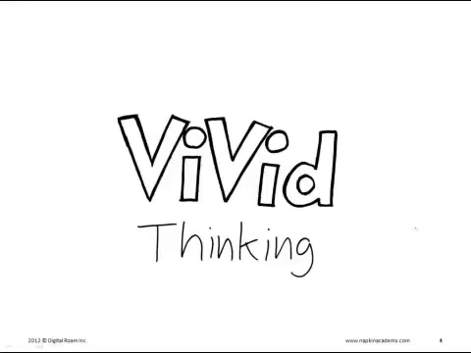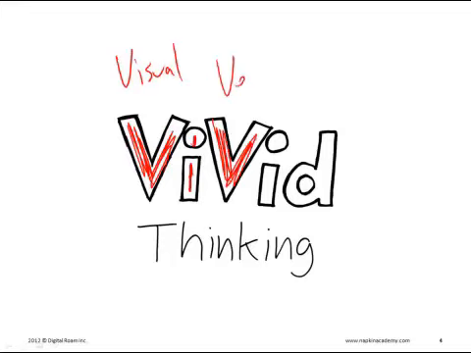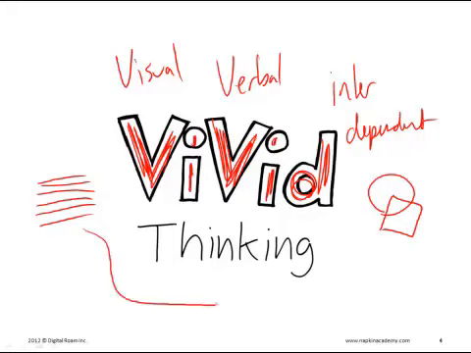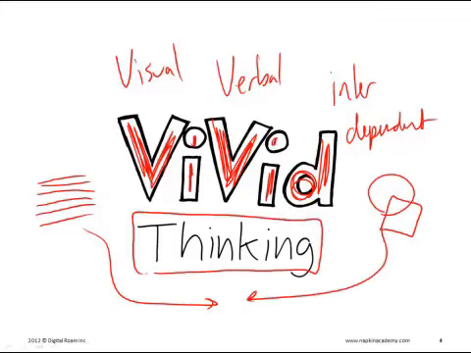Quick review, vivid thinking, the idea means VI. What does that stand for? Visual. V stands for verbal. And of course, ID stands for interdependent thinking. And you all know what that means. It's no longer enough to just be able to talk about something, nor is it going to be enough to just be able to draw something. We need to do both in order to make sure that our thinking is really complete.